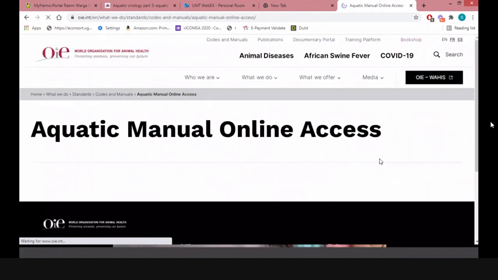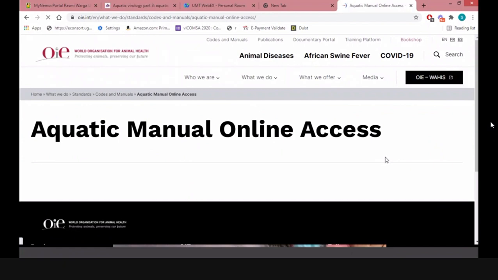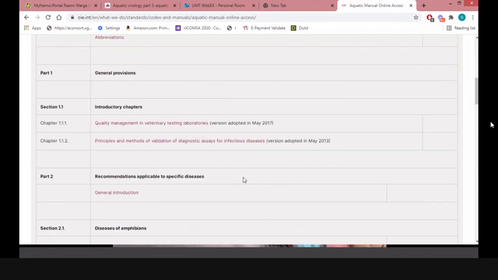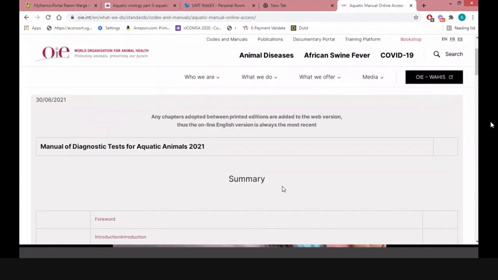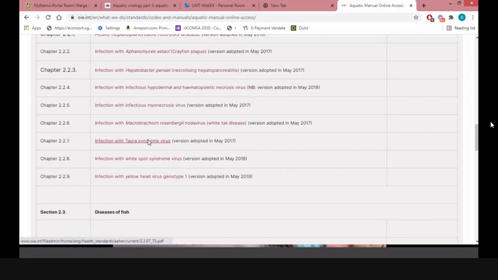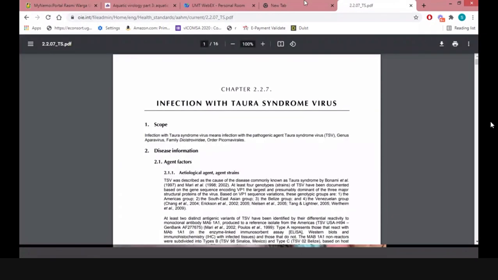So aquatic manual ataupun manual of diagnostic ini mempunyai semua maklumat yang diperlukan untuk sesuatu penyakit itu, termasuk apakah methods yang kita boleh gunakan untuk detect penyakit tersebut. So if a country wants to declare that that country is positive for a viral disease or a bacterial disease, they have to follow the method suggested by this. Okay. So kita pergi contoh untuk Tora syndrome virus. So ni adalah contoh.